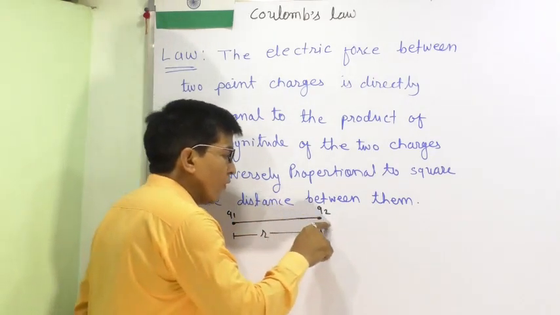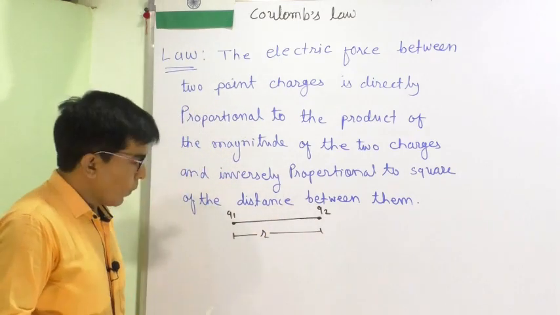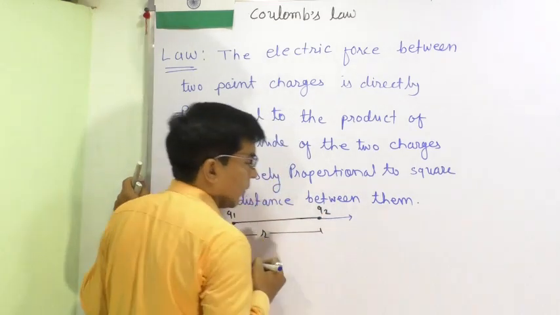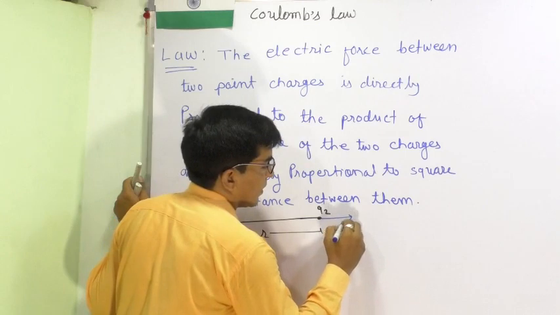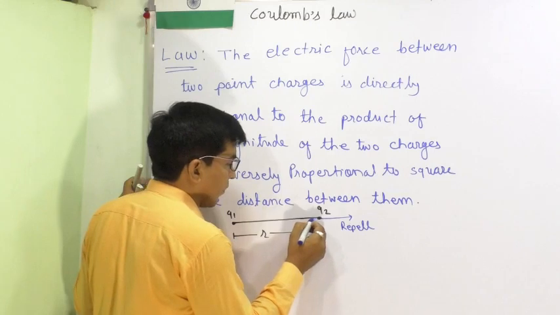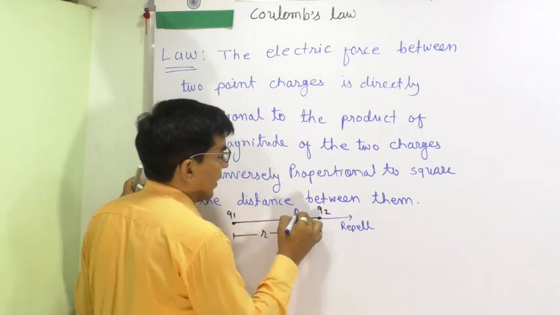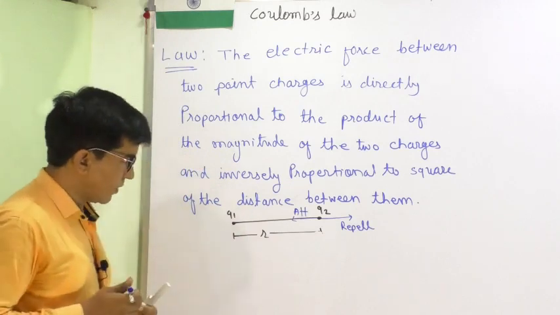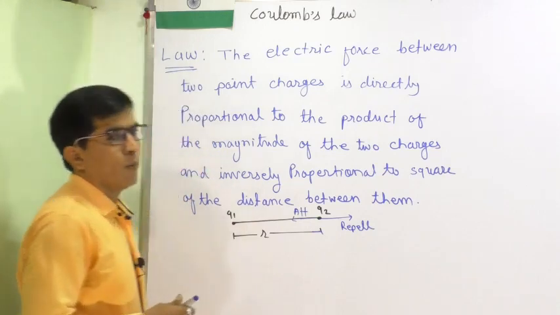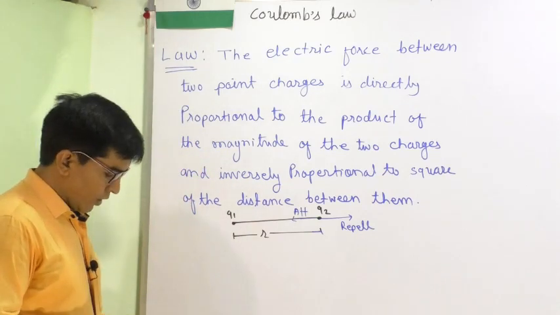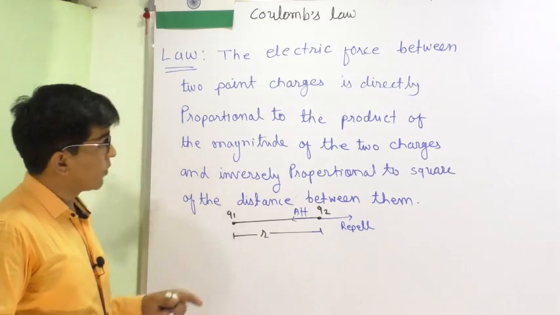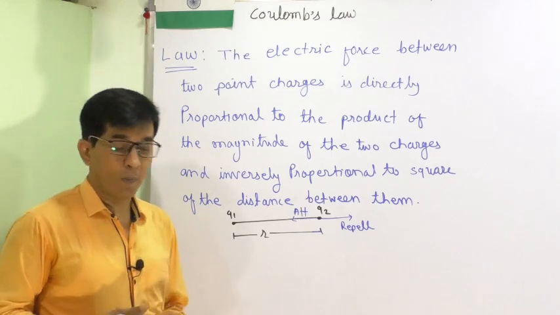Q1 is applying force on Q2. If it is a repulsive force, then the direction of the force may be in this direction. This is repulsion force. If it is an attraction force, then it will be directed toward this direction. But we are studying here only the magnitude of this force. We will study direction also in the vector form of Coulomb's law.